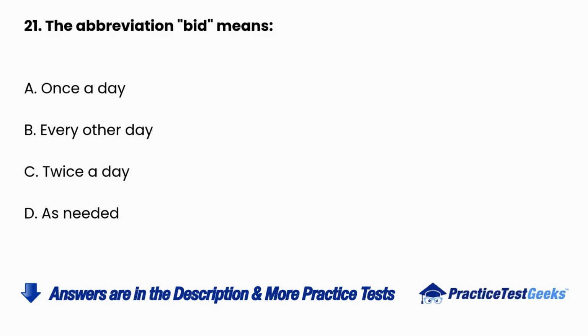21. The abbreviation BID means: A. Once a day. B. Every other day. C. Twice a day. D. As needed.